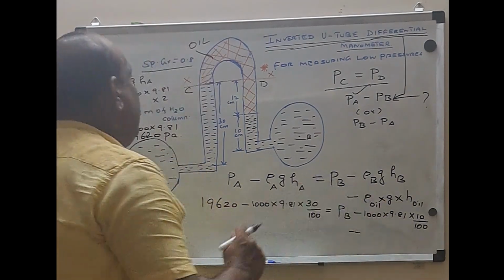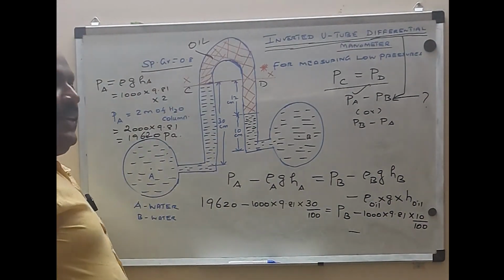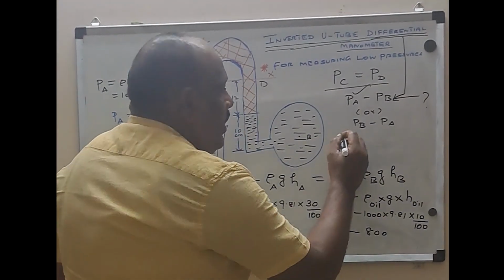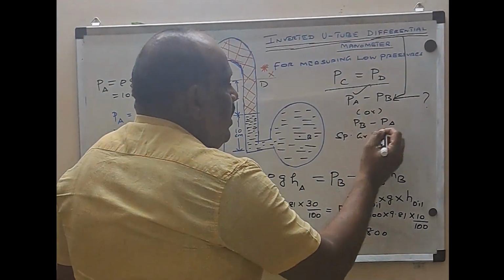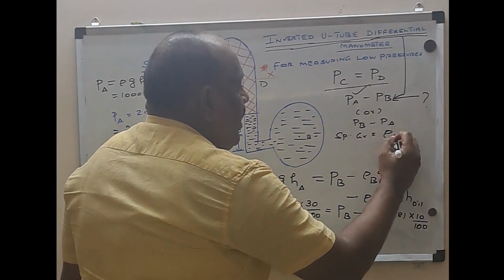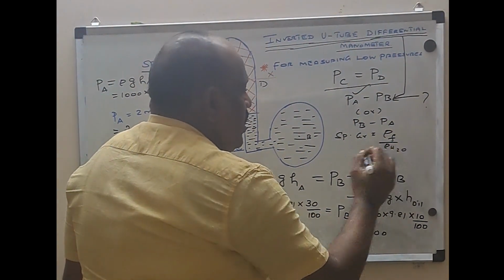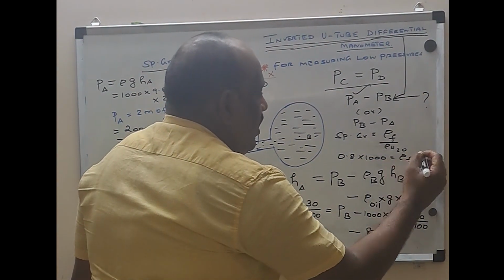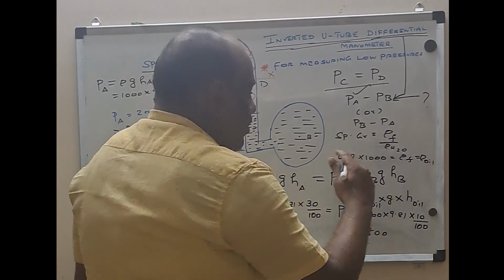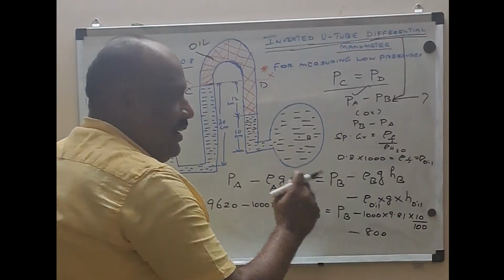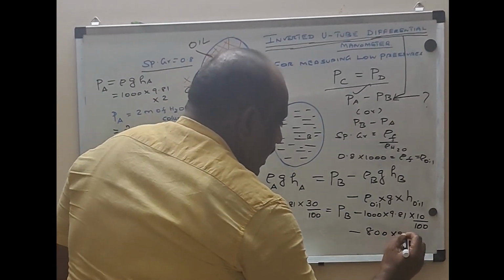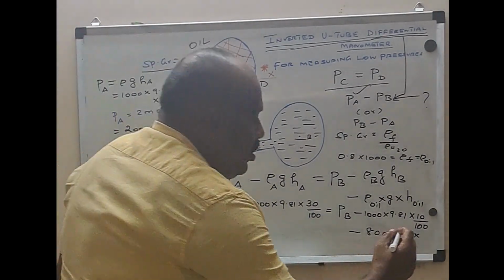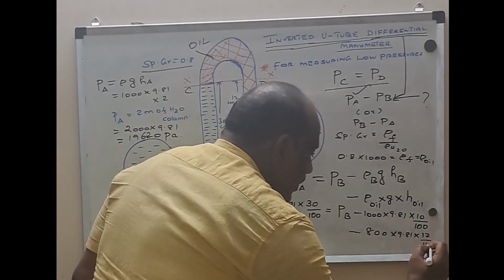Minus, what is rho of oil? Specific gravity is given as 0.8. So density will be equal to what? 800, because we know specific gravity equals density of fluid by density of water. So it is 0.8 into 1000, which will be equal to the density of the oil here. So it will be 800. So the density of oil is 800 into 9.81 into head of oil. What is the head? 12 centimeter. So don't forget to divide by 100.